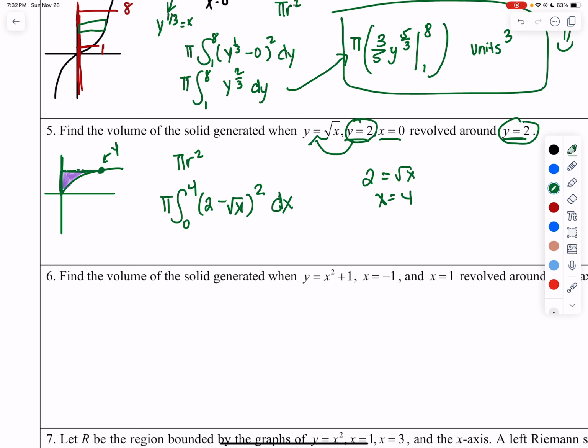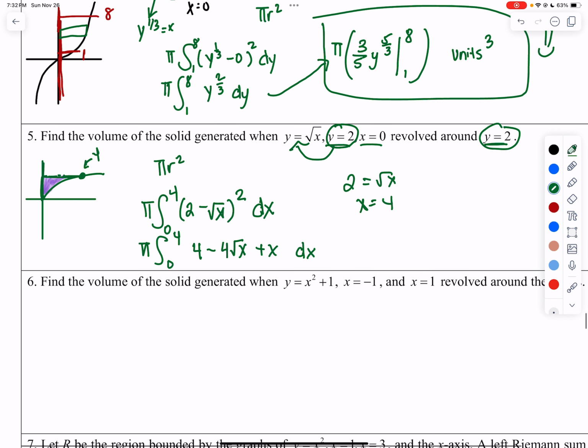Once again, use your algebra rules back in Math 1 to figure out what this is expanded. So that's going to be 4 minus 4 square root of x plus x, and then this is going to be dx. And then integrate that. What do you get? You should get 8 pi over 3. So you should be able to do this without a calculator.